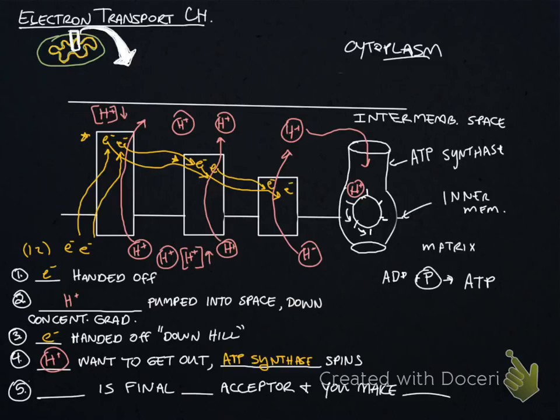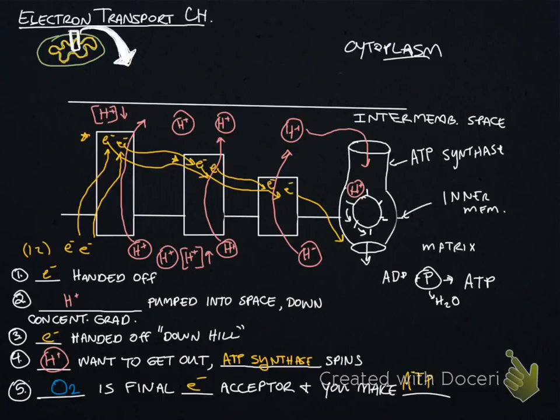And remember what this extra phosphate was bonded to? Remember, it was stuck to a water. Okay? So who is going to be the final electron acceptor? It actually is oxygen. Oxygen is the final electron acceptor, and you make ATP.